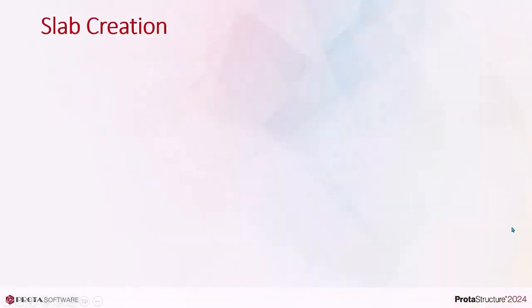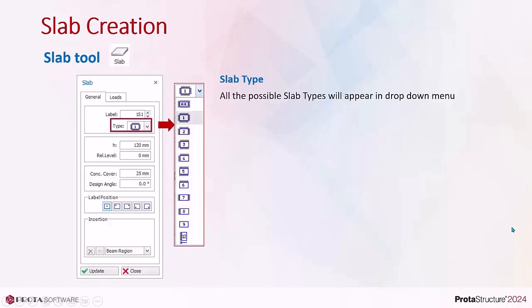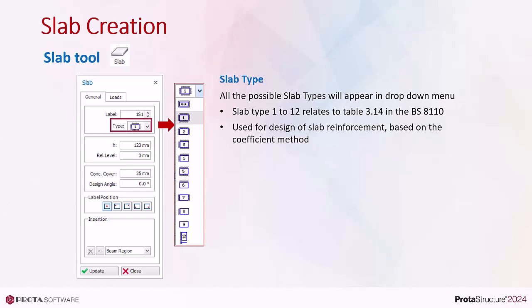Slab is created using the Slab tool. In the Slab properties, click on the Type drop-down menu to expose all the slab types. Slab types 1 to 12 relate specifically to Table 3.14 in BS 8110. This table is used for the design of slab reinforcement based on the coefficient method or yield line method.